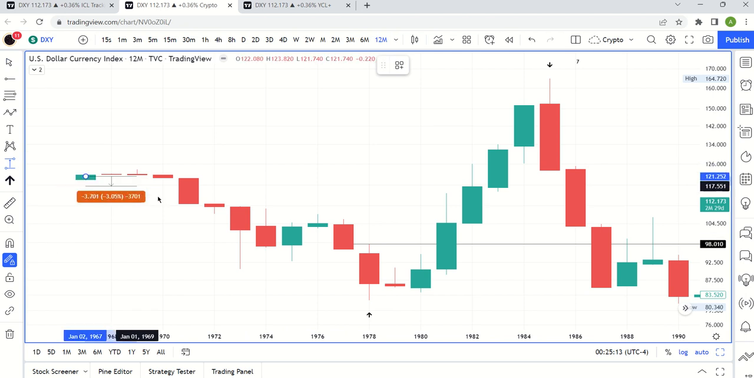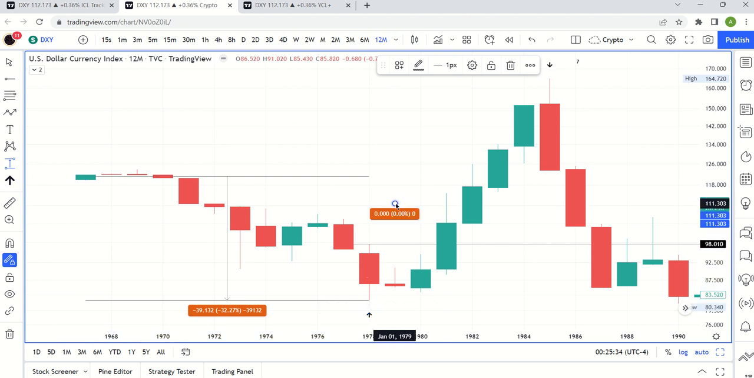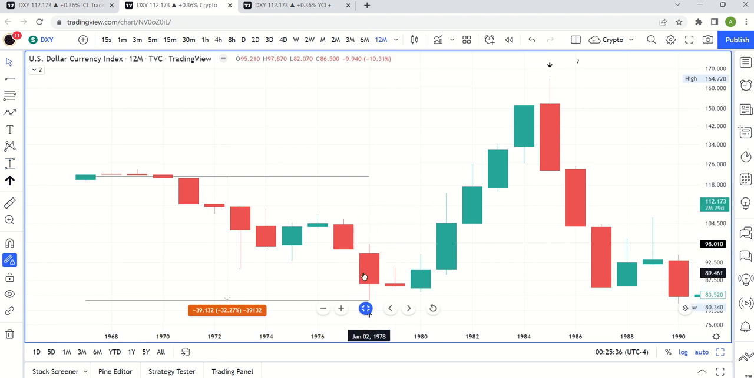So let's say from here down to here, you dropped 32%. And of course, this is, again, a basket of currencies against each other. But the value of the dollar against that basket of currencies dropped 30% in this multi-year period, right? Into this low in 1978, right? And then we consolidated for a whole year in 1979. Really just didn't do anything.